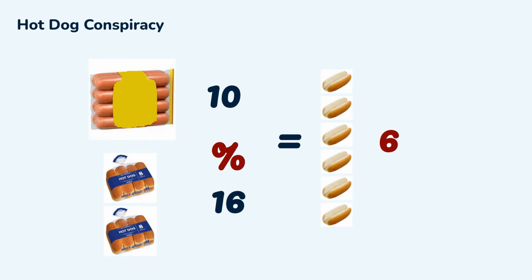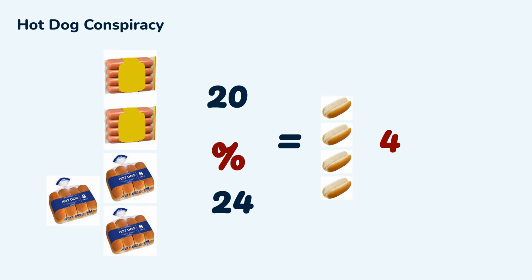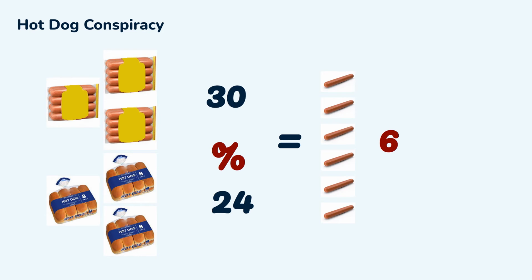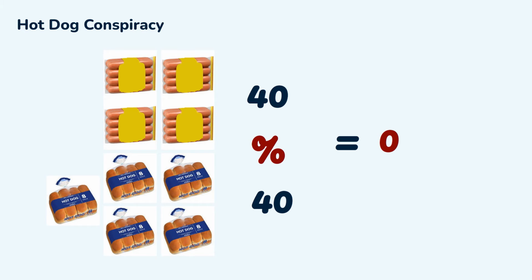So we can express the next scenario by saying 16 modulus 10 is equal to 6. The same happened to this scenario. We can say 20 modulus 16 is equal to 4, 24 modulus 20 is equal to 4, 30 modulus 24 is equal to 6, 32 modulus 30 is equal to 2, and finally 40 modulus 40 is equal to 0.